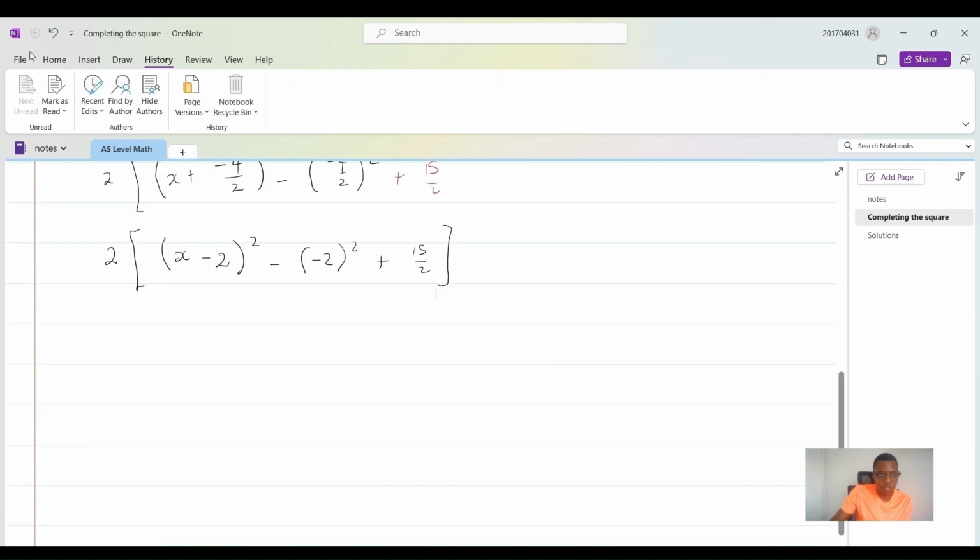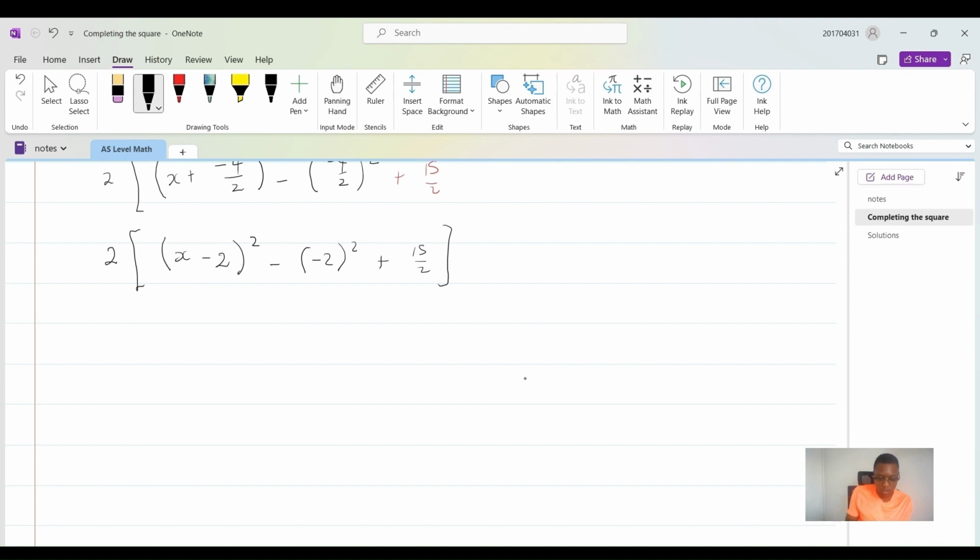Right, so let's continue to simplify. So we still have a square bracket here. So then x minus 2 squared minus, so this is negative 2 squared. That's going to give us 4, right? Then plus 15 over 2. Then close our square bracket like that. Perfect. So now we still have one more step before we finish. Let's keep a square bracket, x minus 2 squared.